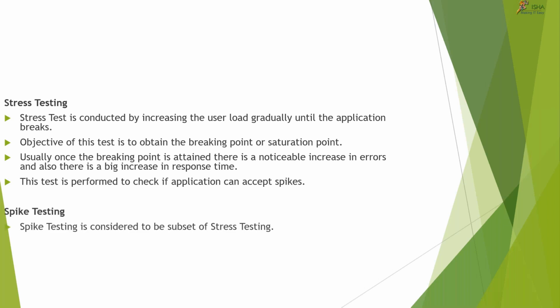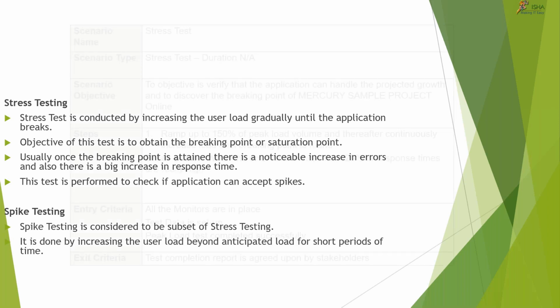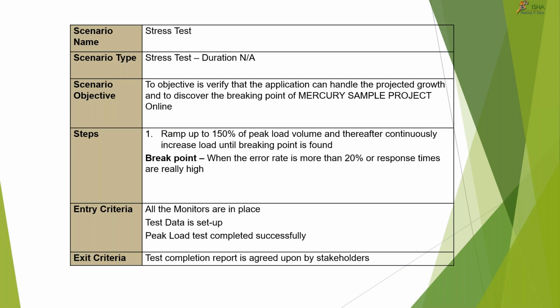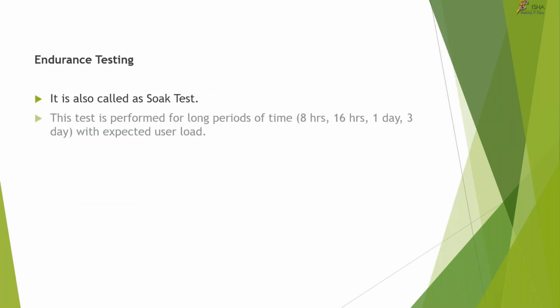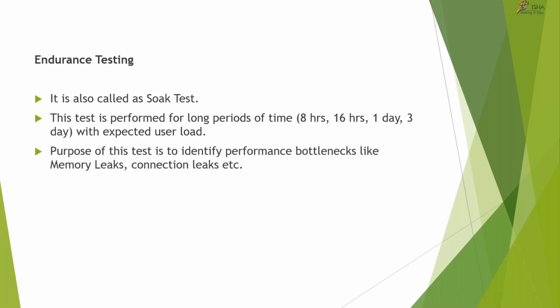A spike test is, for example, a scenario where everybody tries to withdraw from an ATM at 9 o'clock in the morning. That is going to create a spike, right? All these types of tests can be designed using the scenario page. Endurance testing is used for stability.